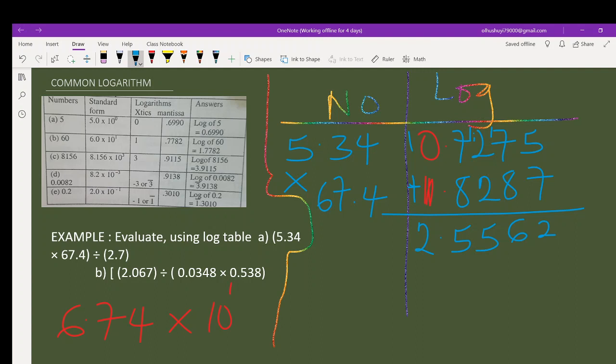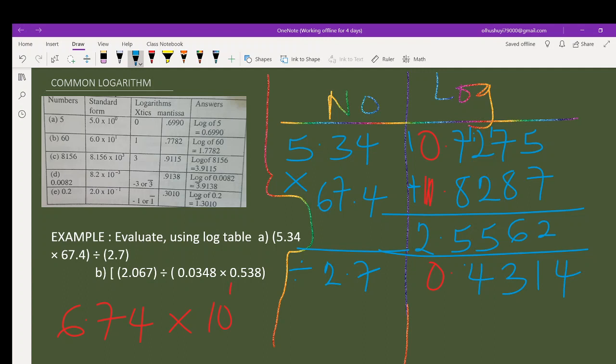Now we check out the next one. The next one, let me extend this, is to be divided. This whole thing to be divided by 2.7. 2.7 is already in standard form. So it means the characteristic will be 0 point. Check for 27 under 0. What do you have? Check 27 under 0, you have 4314. Then what do you do?